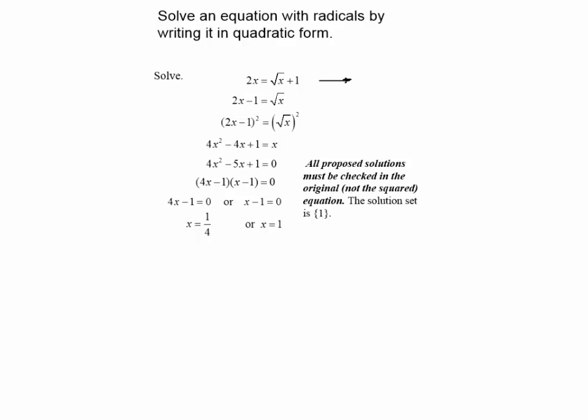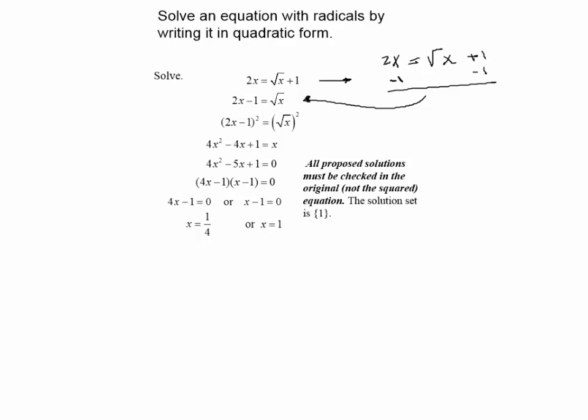So I need to subtract 1 from both sides of the equation. Here I have 2x is equal to radical x plus 1. You can subtract 1 from each side. Then I would get the next step, which would be 2x minus 1 is equal to radical x.